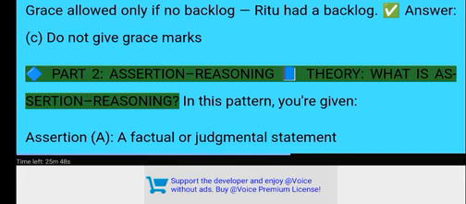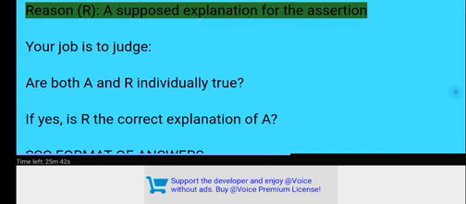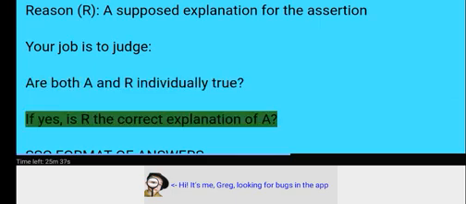Part 2. Assertion reasoning book theory. What is assertion reasoning? In this pattern, you're given assertion A, a factual or judgmental statement, and reason R, a supposed explanation for the assertion. Your job is to judge. Are both A and R individually true? If yes, is R the correct explanation of A?